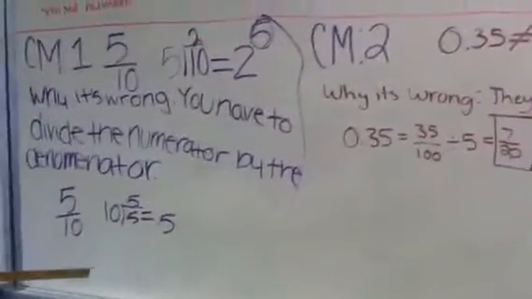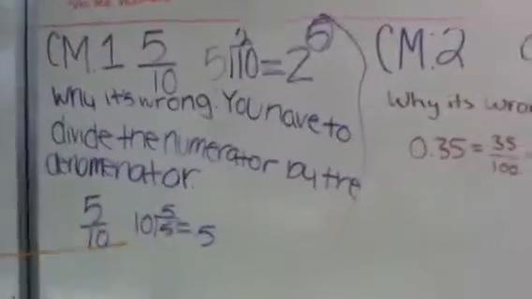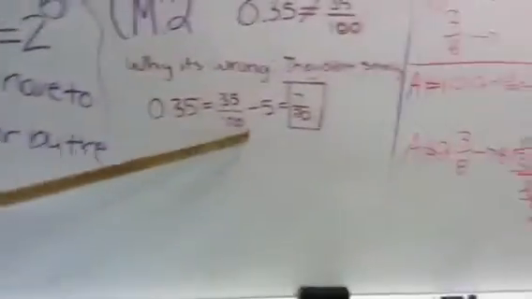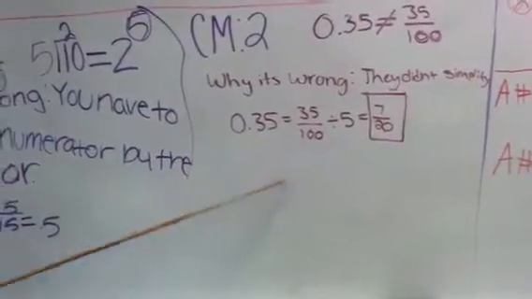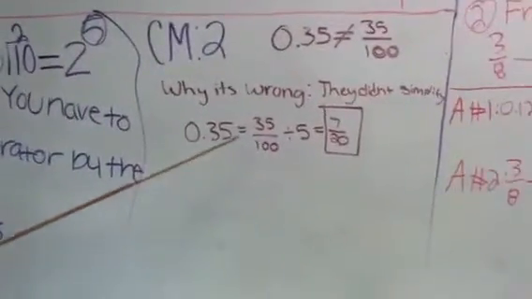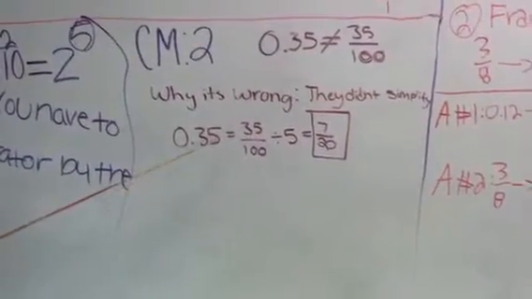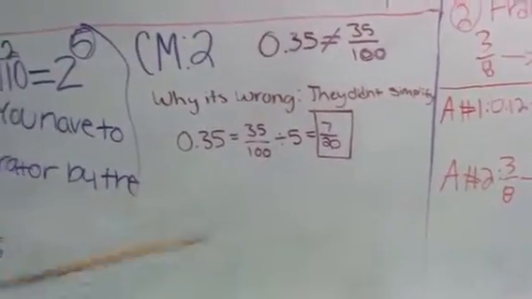Another common mistake is most students forget to simplify. An example is 0.35. It is converted to a fraction, which is 35 over 100. This is wrong because they forgot to simplify. The correct way to do it would be to divide 35 hundredths by 5, which equals 7/20.